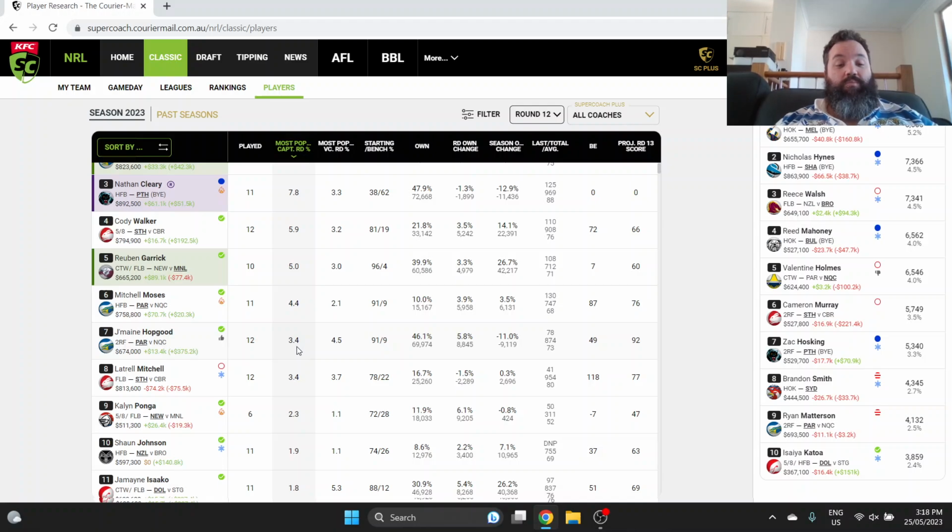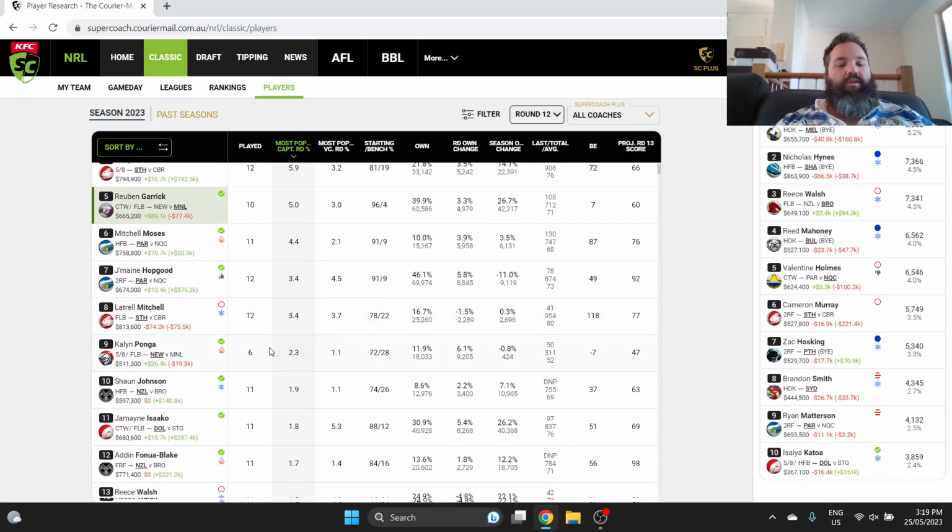Jermaine Hopgood, number seven, so nice option in terms of captain, that solid base option as captain. Latrell Mitchell, obviously, a few people not changed their captain yet. Ponga, 2.3%, so about 20% of the people that have brought him in captain him. Very interesting. And Sean Johnson at number 10. So again, another situation where you've gone a point of difference halfback, you're fully backing him in.